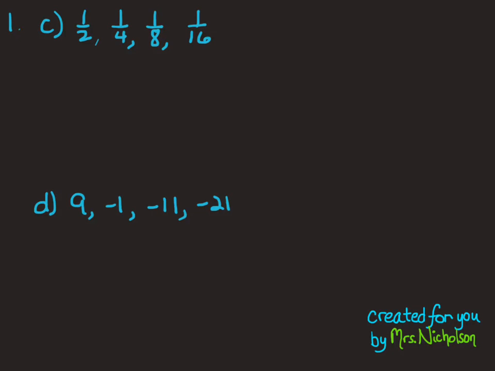In my next sequence, 1/2, 1/4, 1/8, 1/16, we're actually multiplying by 1/2 each time to get the next term. You can see that our denominator is always times 2. And again, since I'm multiplying, this is a geometric sequence. My common ratio is 1/2.